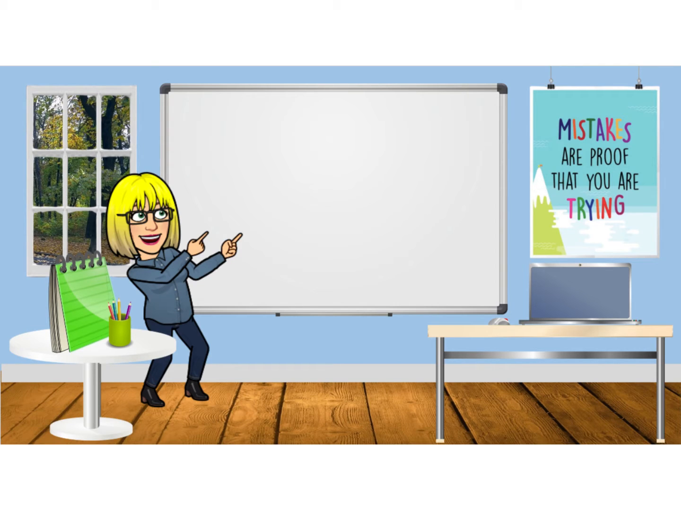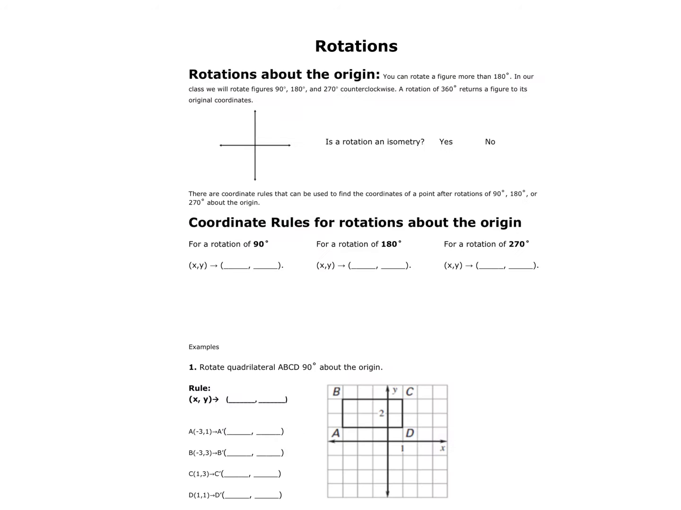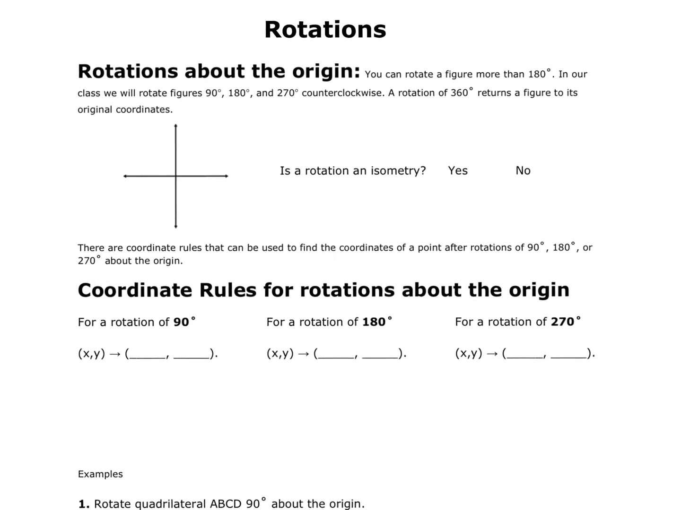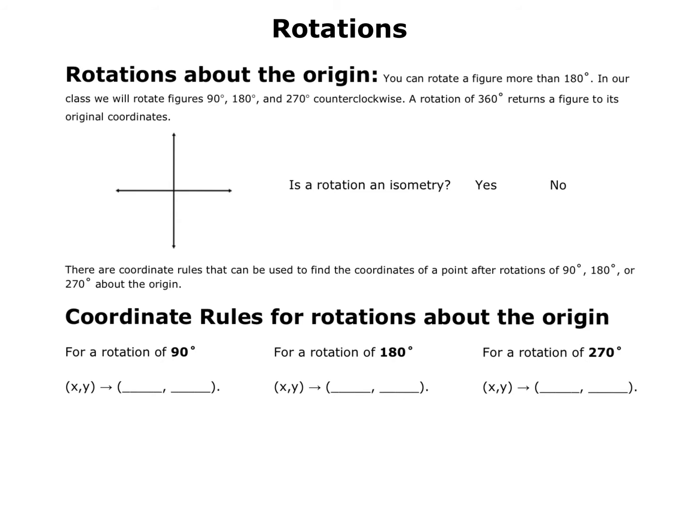Today's video is about rotations and dilations. There are rotations about the origin. You can rotate a figure more than 180 degrees. In our class, we will rotate figures 90 degrees, 180 degrees, and 270 degrees counterclockwise. A rotation of 360 degrees returns a figure to its original coordinates.